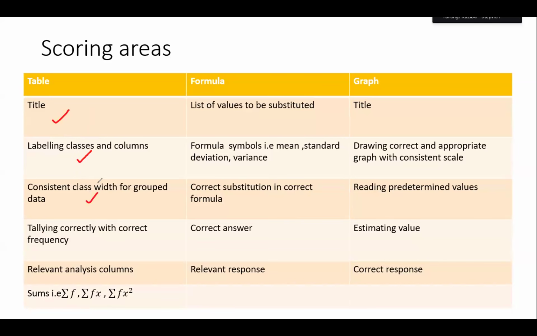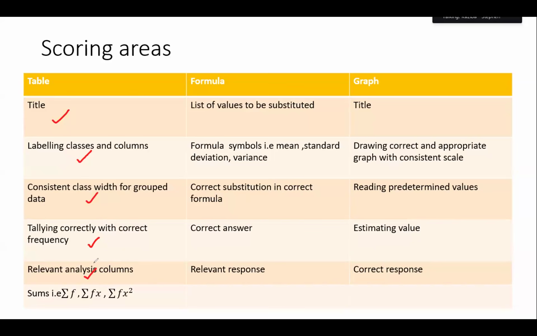Check that the grouped data you are dealing with has classes of equal class width. Tally correctly with the correct frequencies. Make sure that your tally matches the frequencies you have. Then have relevant analysis columns. Do not have irrelevant things that you do not need.